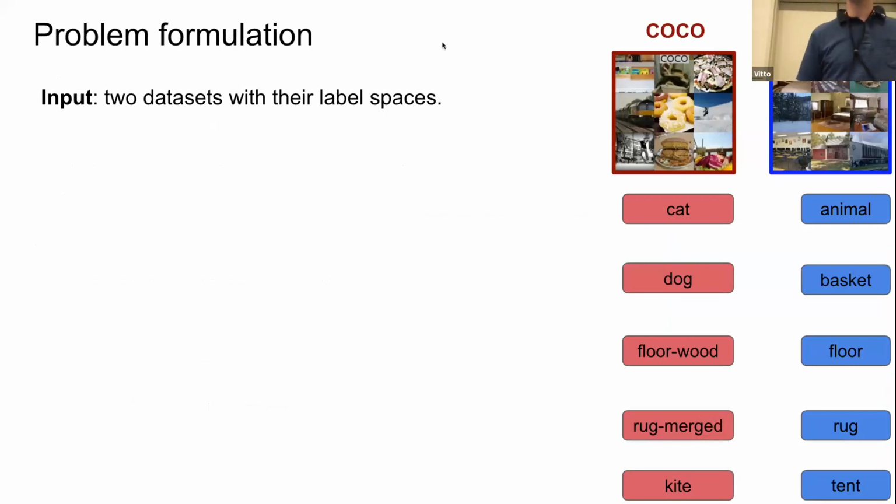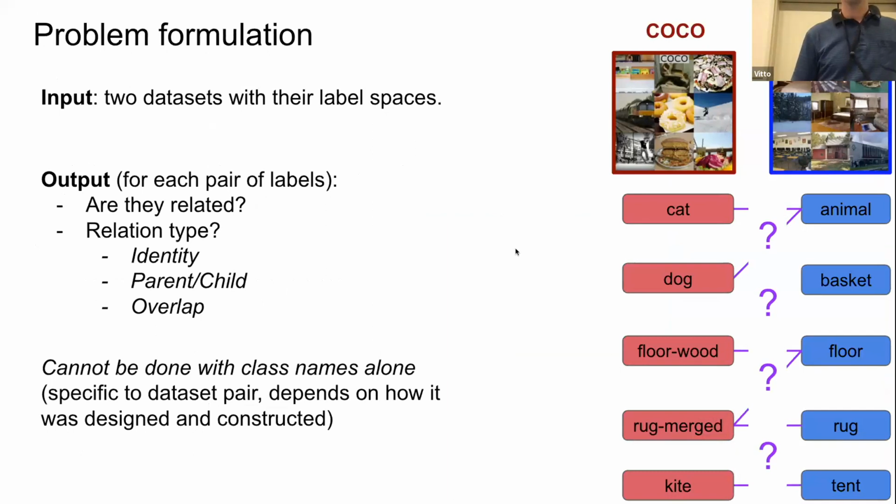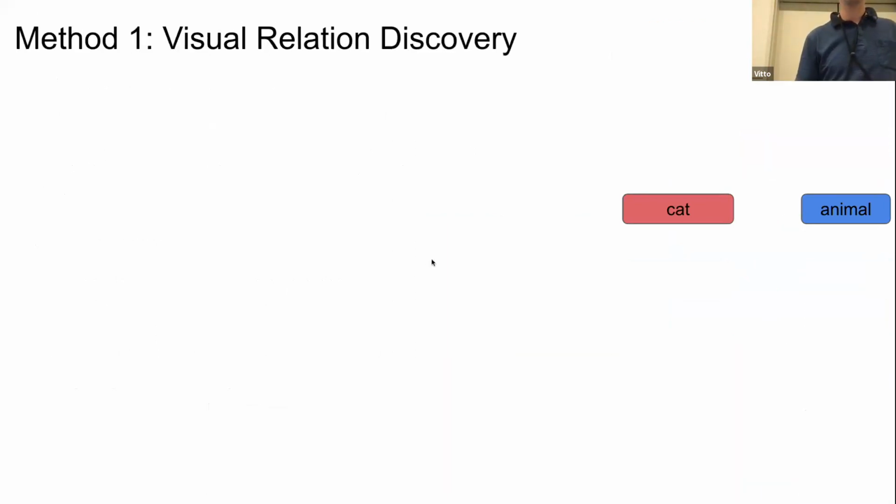So here is the problem formulation. Technically, there are two datasets with their label spaces. And the output is to find out for every pair of labels, bipartite, are they related? And if they're related, then identity relation, a parent-child relation, overlap. And I'm going to try to convince you that this cannot be done with class names alone, because the visual meanings are specific to the dataset pair. It depends how the dataset was constructed. So the method that worked the best for us was visual relation discovery.